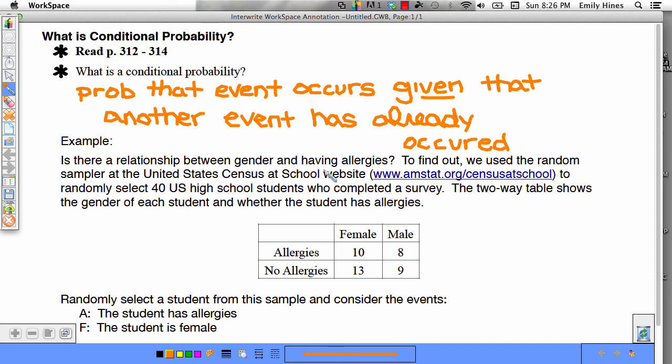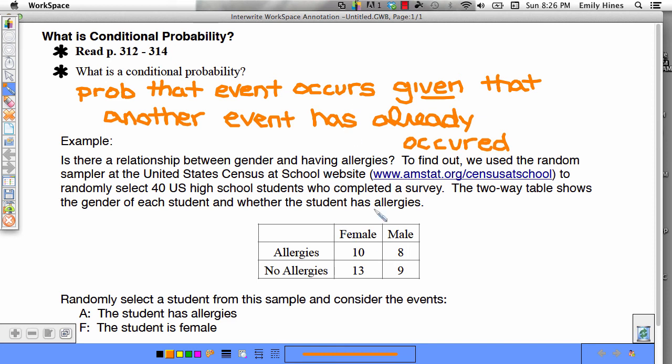So let's look at this example. Is there a relationship between gender and having allergies? To find out, we use a random sampler at the United States Census at School website to randomly select 40 high school students who completed a survey. This two-way table shows the gender and whether the student has allergies. Consider the events A, the student has allergies, and B, the student is female.